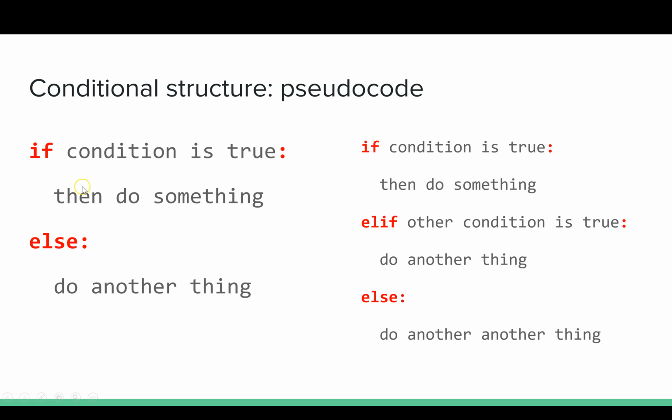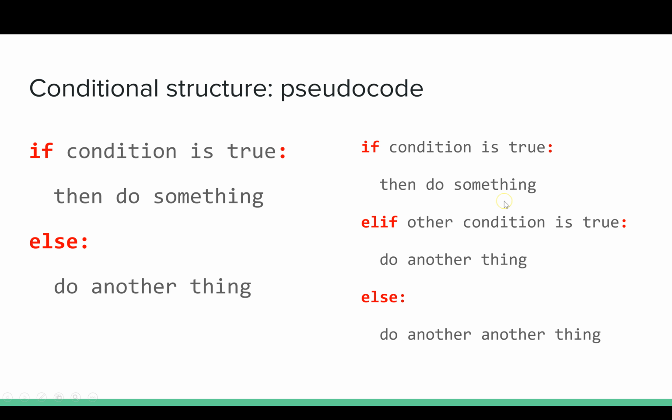Else, there is no condition. If this condition is true, we do this thing. If it is false, we do this other thing. So here, this condition divides the group into 2 parts, just like a coin, head or tail. If it is true, if it is a head, we do this thing, else we do the other thing.